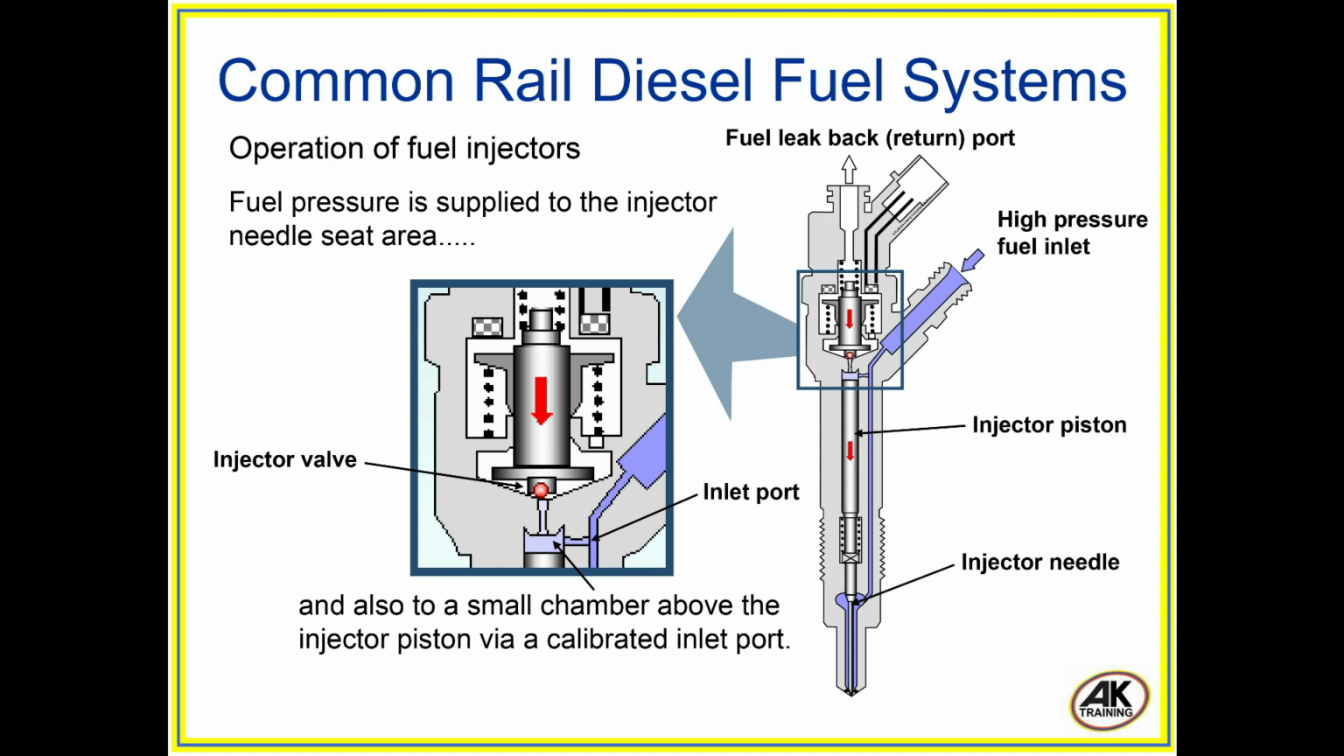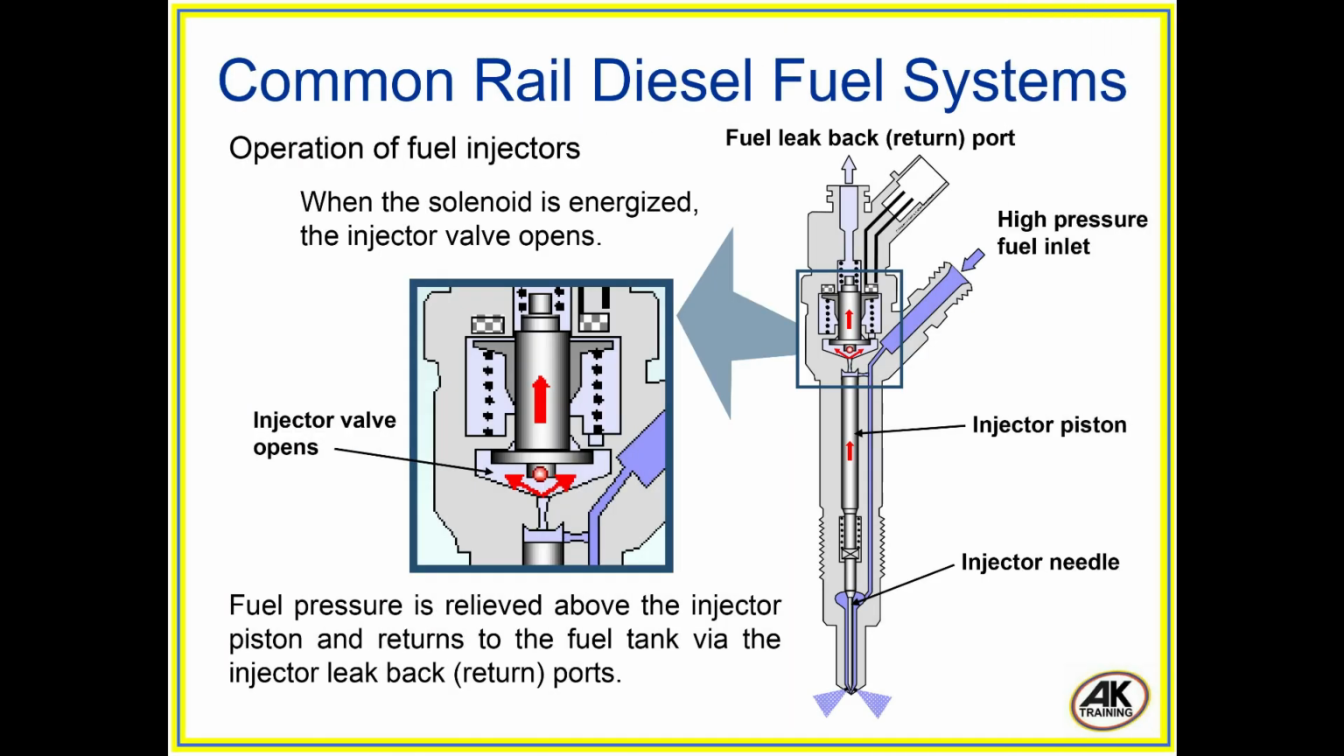Operation of fuel injectors. Fuel pressure is supplied to the injector needle seat area, and also to a small chamber above the injector piston via a calibrated inlet port. When the solenoid is energized, the injector valve opens. Fuel pressure is relieved above the injector piston and returns to the fuel tank via the injector leak back return ports.